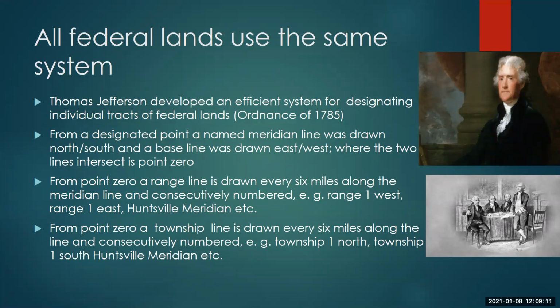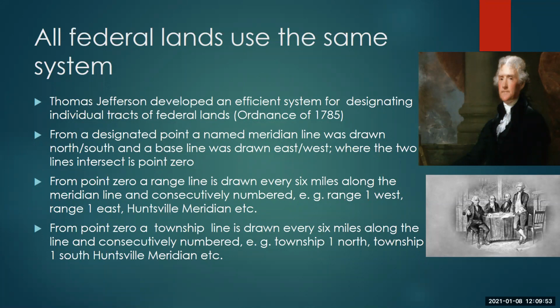In Alabama, the most famous meridian that we have is the Huntsville Meridian. Our second most famous is the St. Stephen's Meridian in South Alabama. But first, the government picks a point, and from that point, the government draws a north-south line called a meridian. And then they draw through the middle of that line an east-west line, and that's called the baseline. So you've got the meridian that goes north-south, and you've got the baseline that goes east-west. Where the two intersect is called the zero point. This is the zero point.